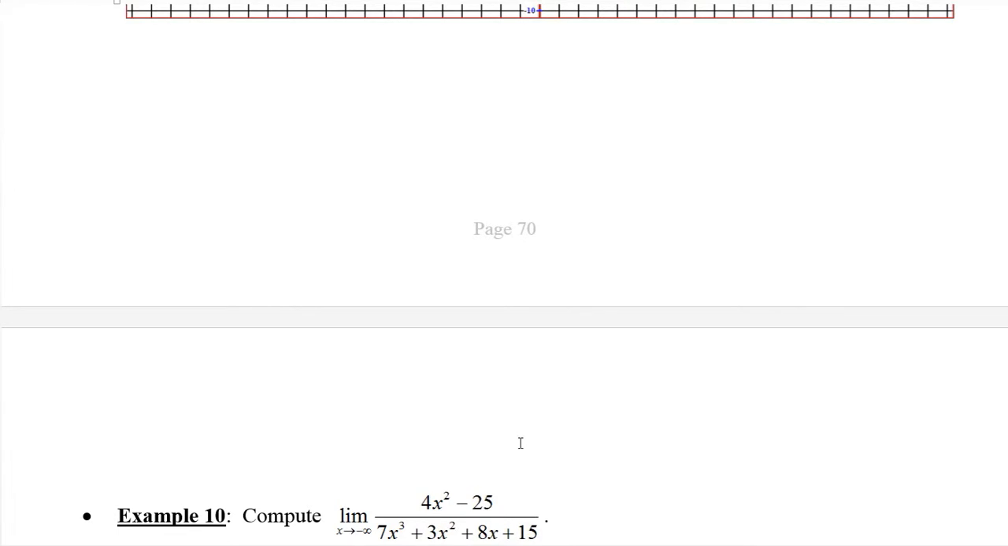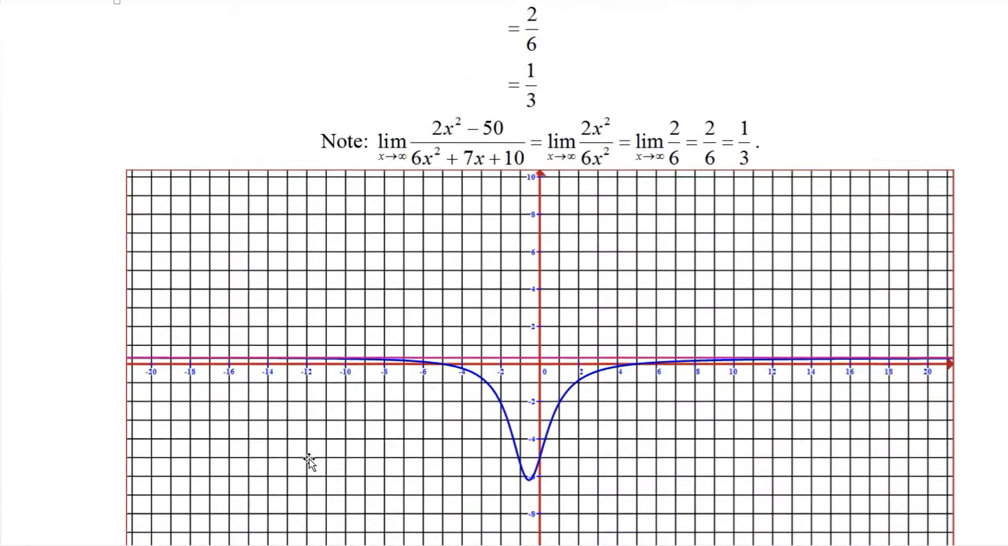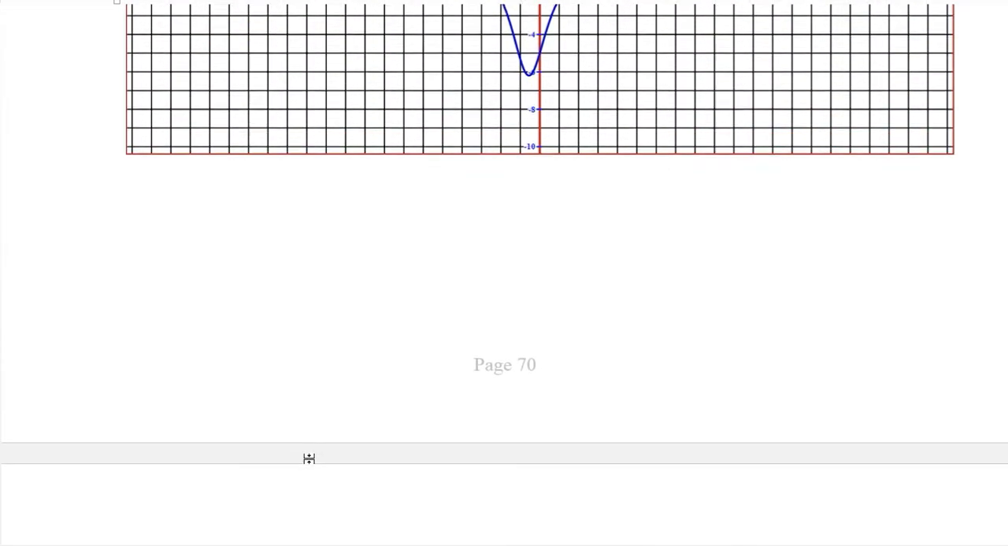Now, that was an example where the power was the same in the top and bottom for the highest power, so the degree of the numerator and the degree of the denominator were the same. And what we ended up getting for the limit as x goes to infinity or minus infinity was just the ratio of these leading coefficients. Let's look at the next case.